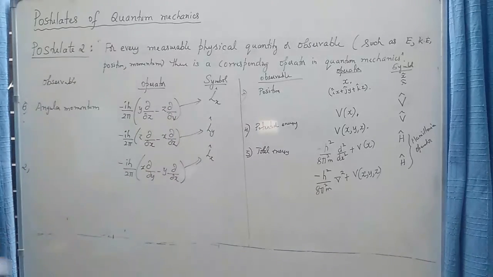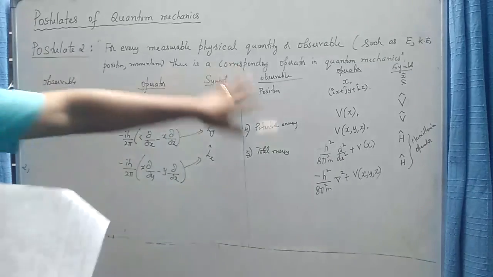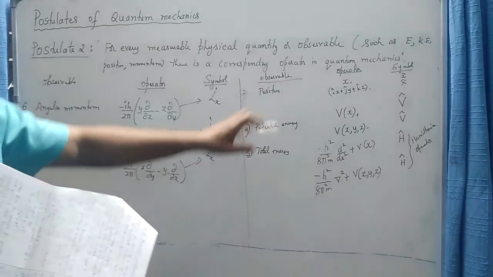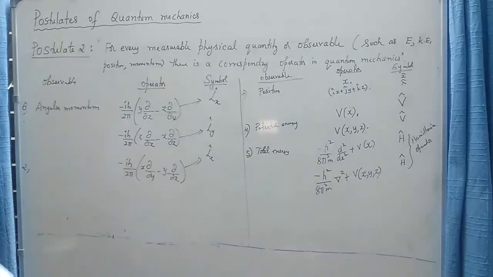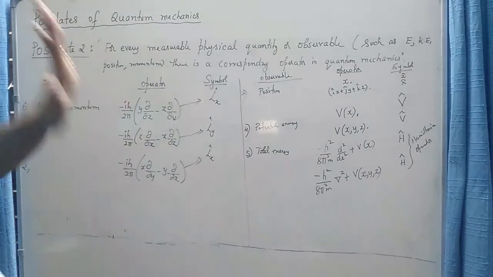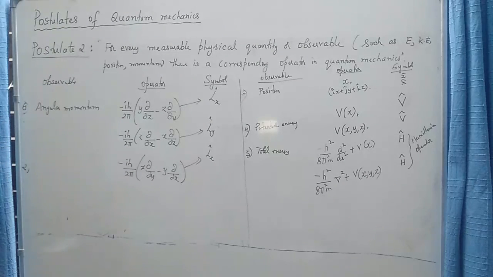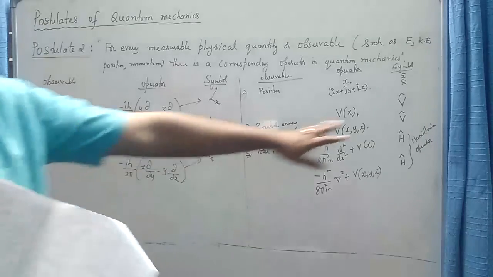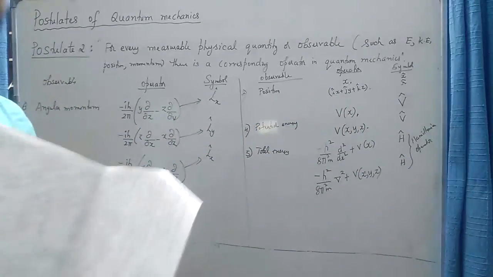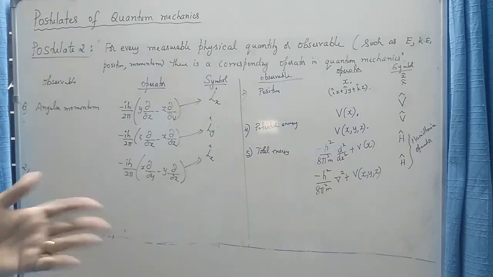So what does the second postulate tell us? The second postulate tells us that for every measurable physical quantity, we have a corresponding operator in quantum mechanics. By using these operators, it is possible to find the values of the corresponding physical quantity. This is just what the second postulate has to say. Now it immediately raises a question. We have an operator to calculate the value of a physical quantity, for example the Hamiltonian or total energy operator to calculate energy, but how do we calculate using this operator?